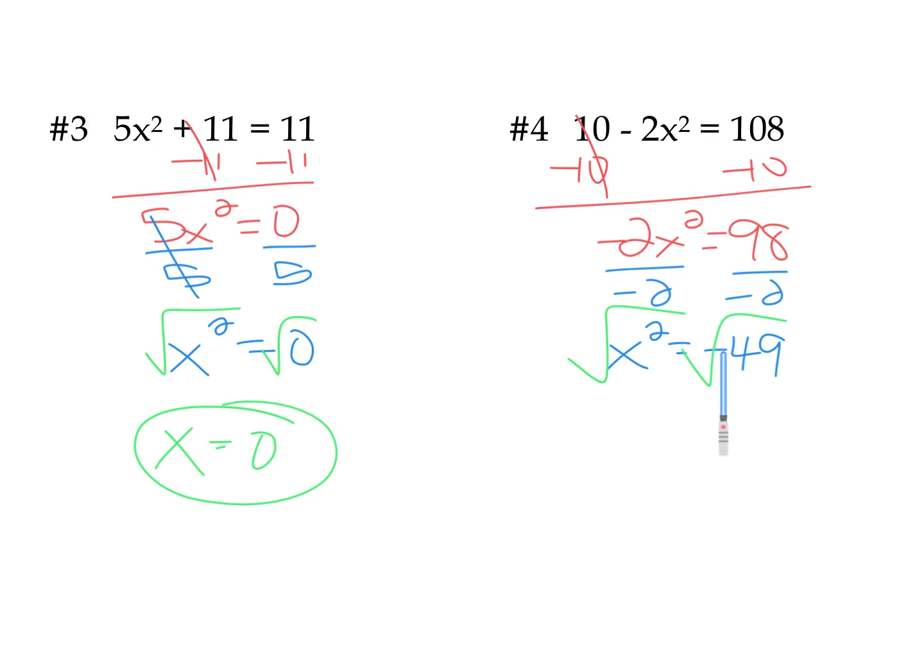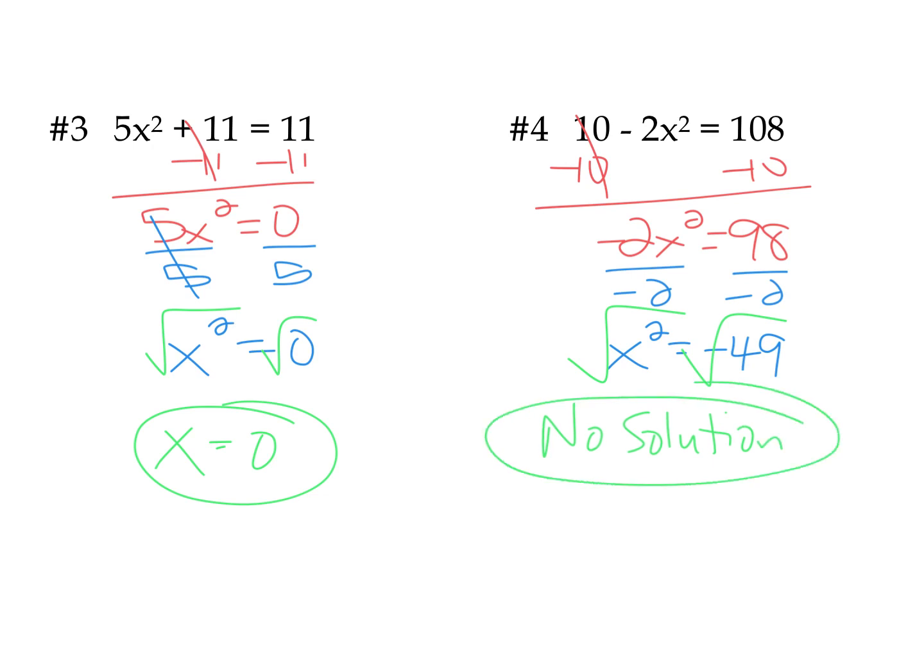There is no real number that will give us negative 49 when we multiply it by itself. Because if we had 7 and 7, that would multiply to give us a positive 49. Negative 7 and negative 7 would multiply to give us a positive 49, not negative 49. So we see this is one of our other special cases we've seen before in different situations. No solution. There's no solution for that equation when you square root the negative.